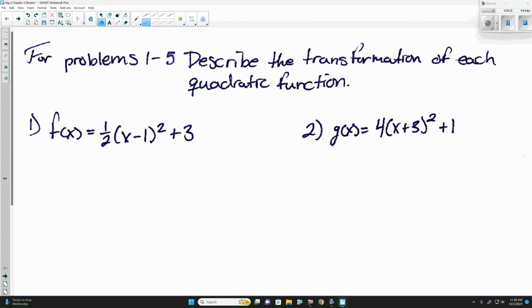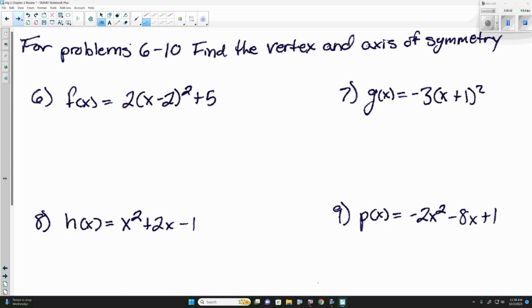Now, problems 1 through 5 describe the transformation of each quadratic function. These here will be bonus on the test, and they're only worth 1 point apiece. We're not going to go specifically over them in class, but I will post a full video that will go over problems 1 and 2. So if you want to watch those, they will be there.